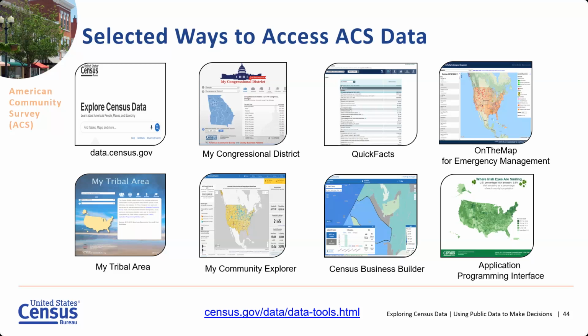We also have Census Business Builder. This provides selected demographic data from the ACS and economic data from the Census Bureau to help users start or grow a business or to understand the business landscape for a region. And finally, I want to highlight the Application Programming Interface, or API, because this lets developers create custom apps to reach new users and make key demographic, socioeconomic, and housing statistics more accessible than ever before.